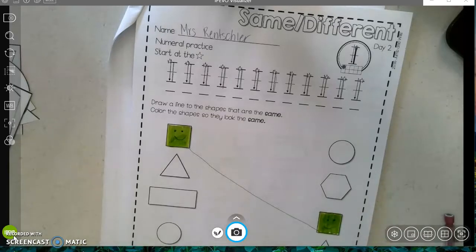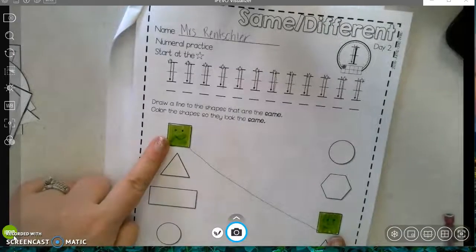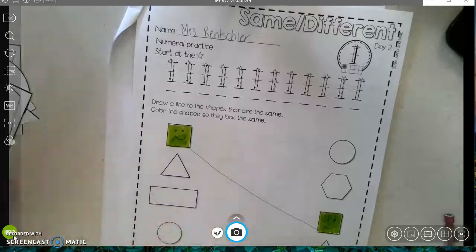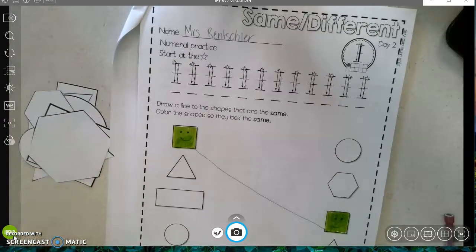Okay, my smiley faces might look a little bit different because my handwriting's not identical every time I do it, but they are both lime green squares with darker green smiley faces. So you're going to draw your line, color them the same, and then practice sorting your shapes in different ways.